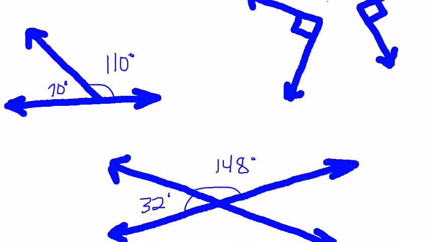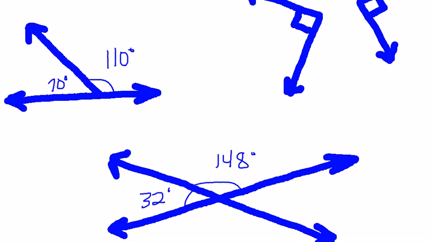Let's move on to our next example. So we have 110 degrees and 70 degrees. When we add those up, we get 180 degrees, so these angles will be supplementary.